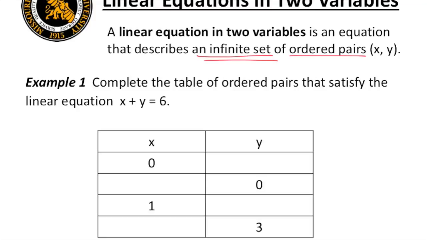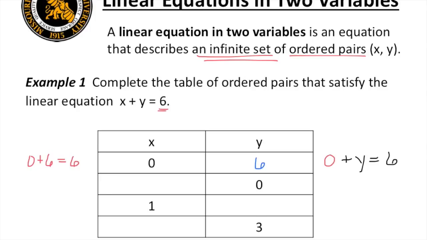So in our first row of our table, we're told that x equals 0. So replacing the x in the original equation by 0 and solving for y, we find out that y equals 6. And notice that 0 plus 6 does equal 6, as we want it to in the equation.